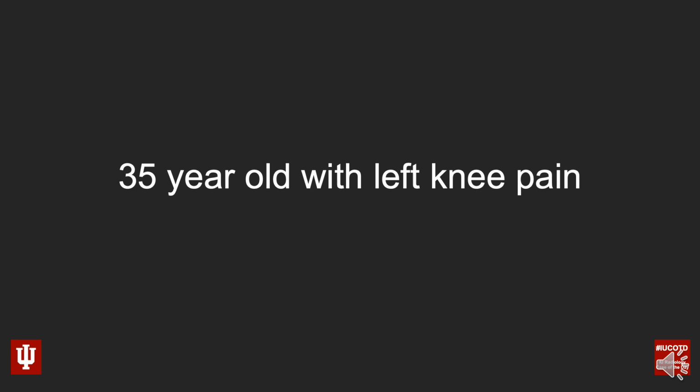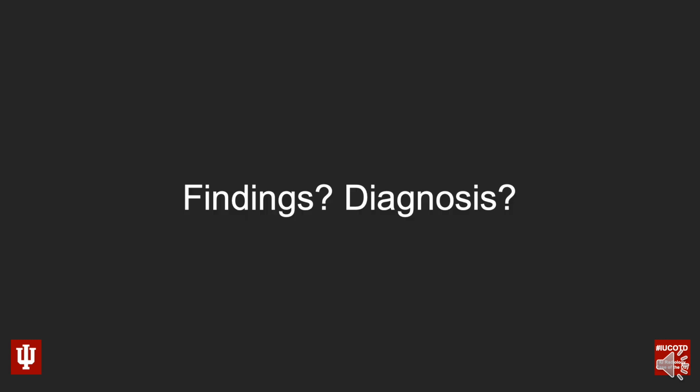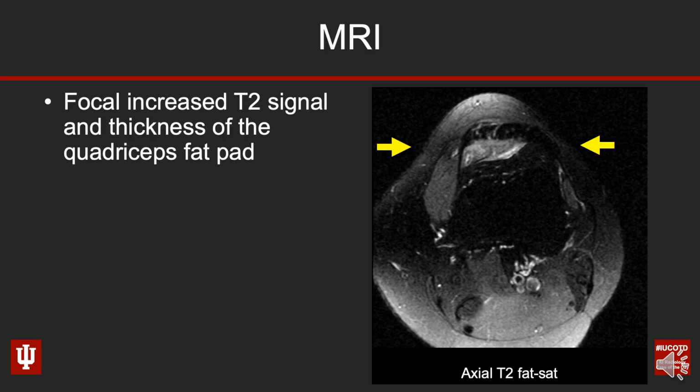For the history on this case, we have a 35-year-old patient with left knee pain. Here are the images for the case. We have axial, sagittal, and coronal T2 fat-saturated images. Alright, now what are our findings and what is our diagnosis? Let's go through the images.